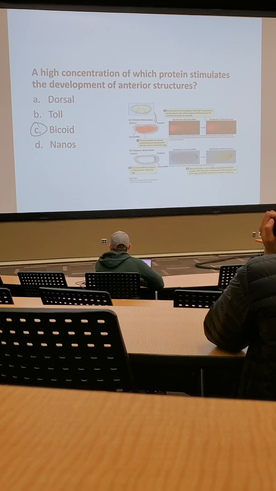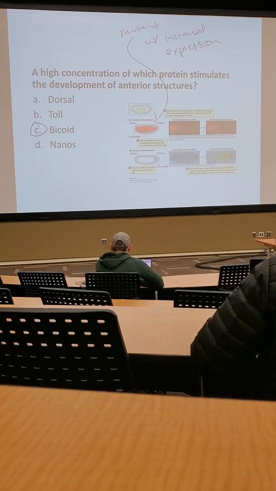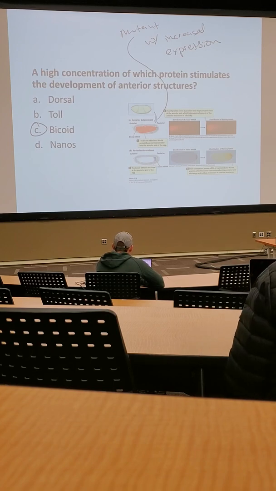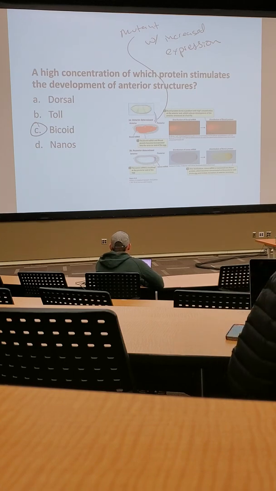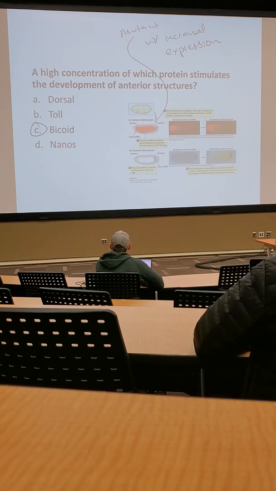The best answer was bicoid. So now we have a mutant with increased expression. What's the most likely DNA change that happened here? Where in this bicoid gene or next to the bicoid gene did this mutation occur? I'll tell you it's a cis mutation, because I know some of you are like, well, I don't know if it's cis or trans, right?